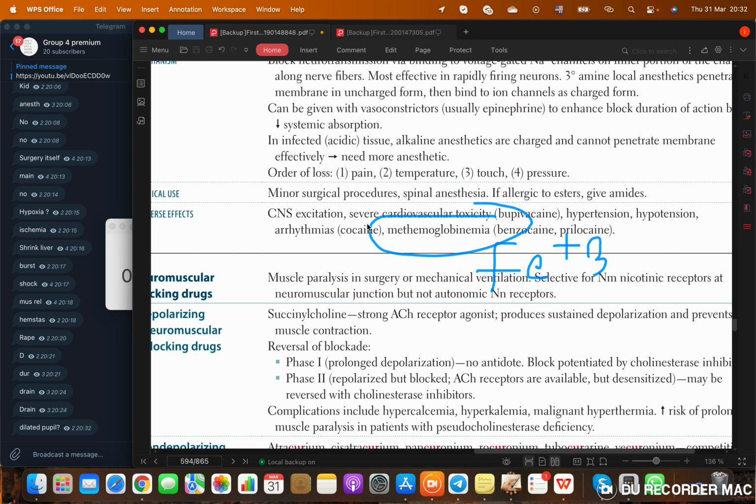Is the pupil going to be dilated in cocaine? Yes, that's correct. Okay.